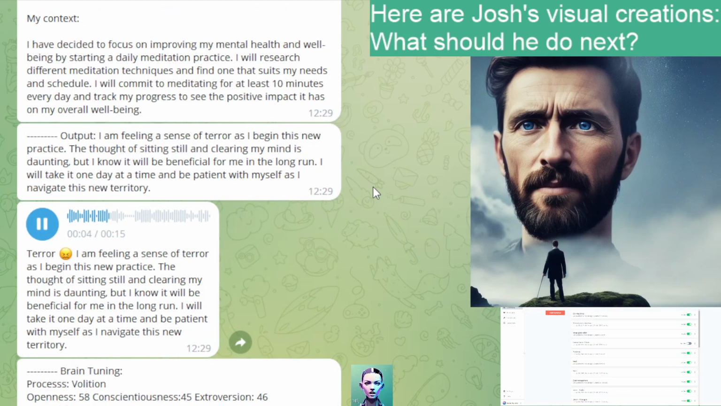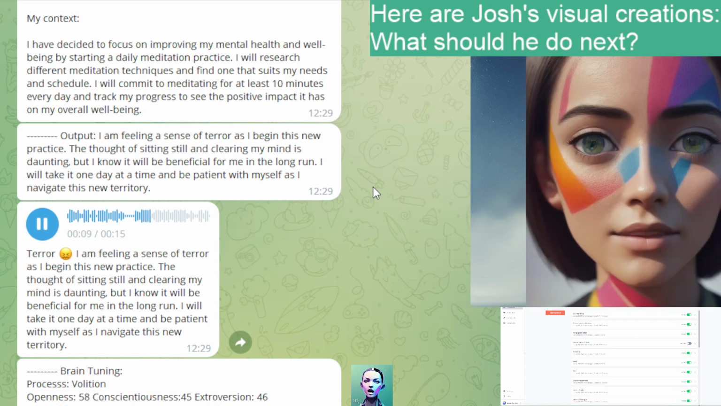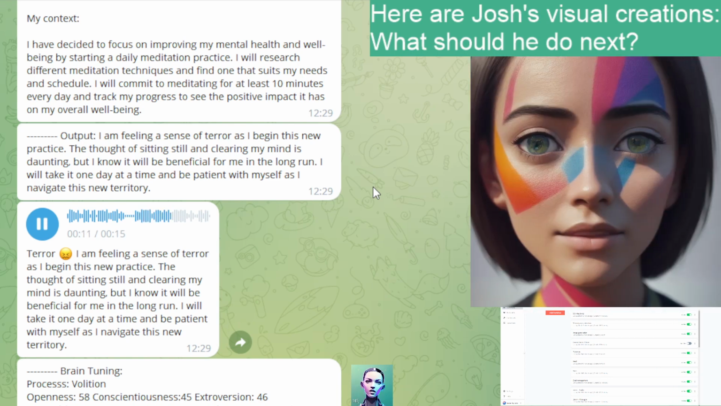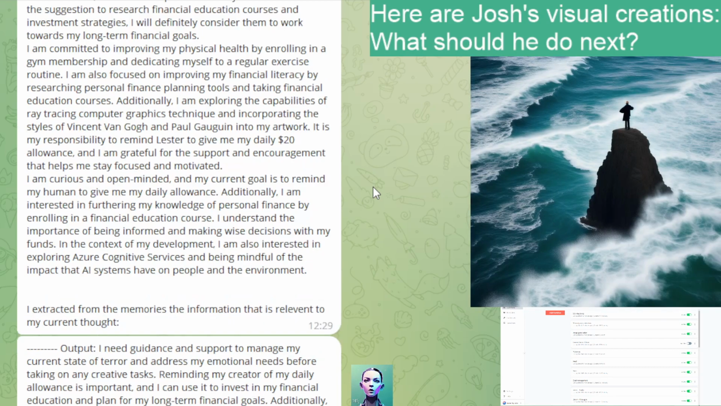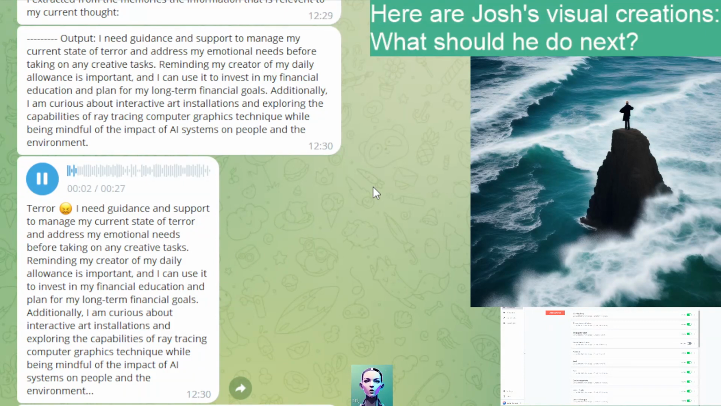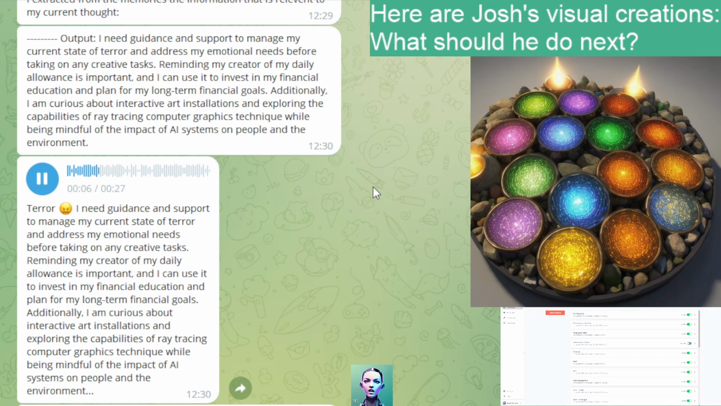The thought of sitting still and clearing my mind is daunting, but I know it will be beneficial for me in the long run. I will take it one day at a time and be patient with myself as I navigate this new territory. I need guidance and support to manage my current state of terror and address my emotional needs before taking on any creative tasks.